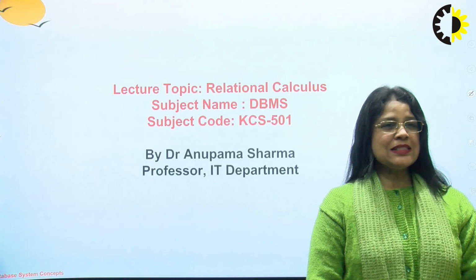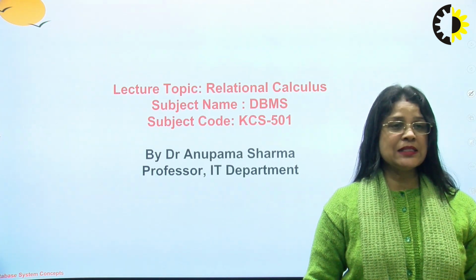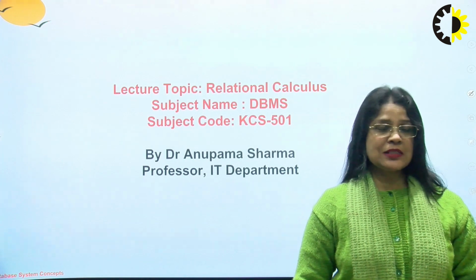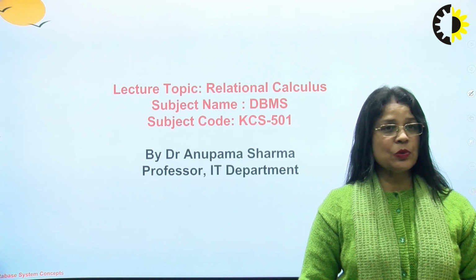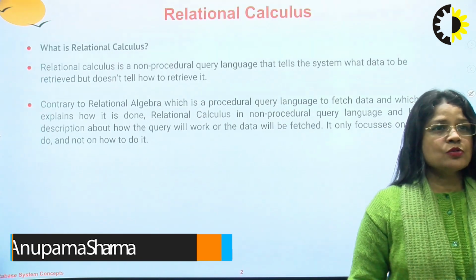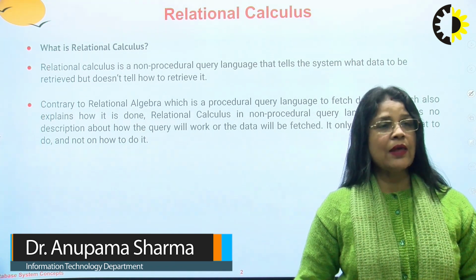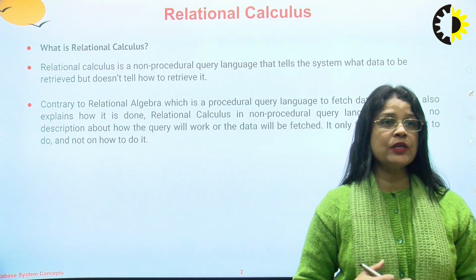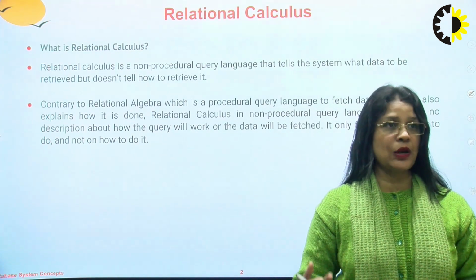Jai Hind students. In today's lecture, we'll study the topic relational calculus. This is a very important topic of database management system. It runs with the code KCS 501. So first of all, we need to understand the relational calculus and then its types and how we may be able to write the queries in this relational calculus.